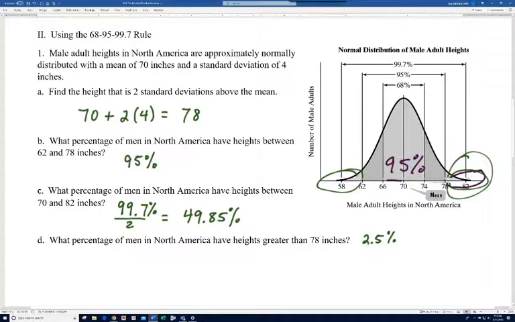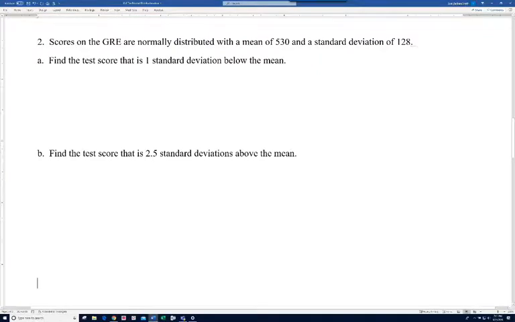All right, let's move on to the next slide. It says scores on the GRE. I believe that's a test that you take after college. It helps you to get into certain programs to get a master's degree or other types of degree. It says just normally distributed. So again, we always should see that because that means we have this bell shape or bell curve type of shape with a mean of 530 and a standard deviation of 128.